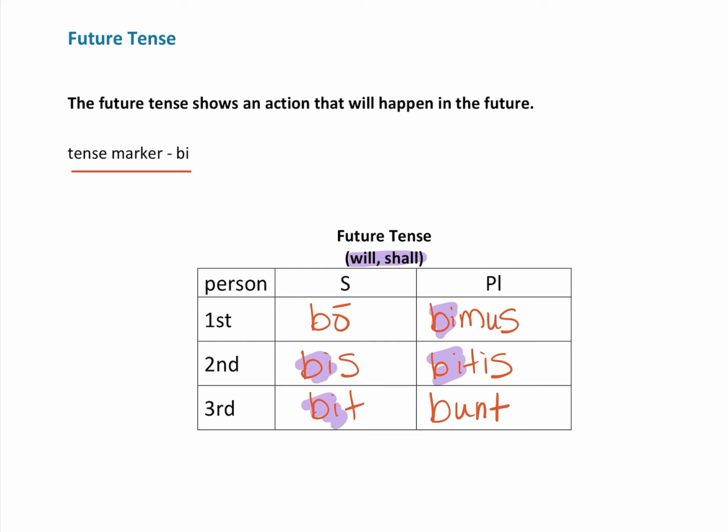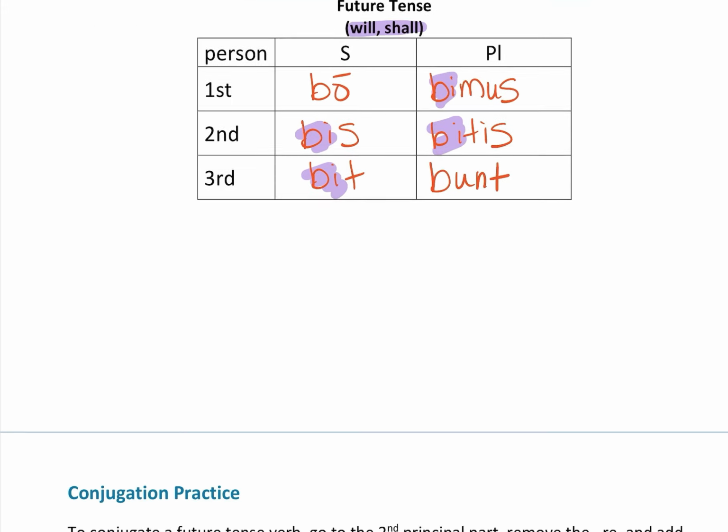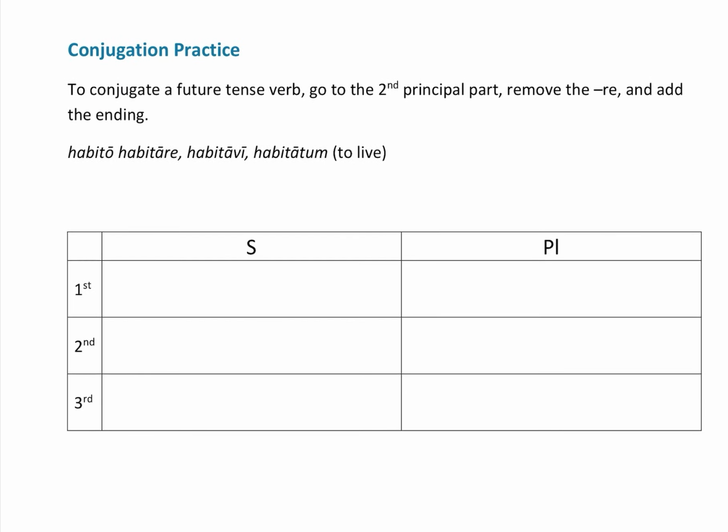Okay, we're going to conjugate again. Show you how it's done. To conjugate a future tense verb, you go to the second principal part, remove the RE, and add the ending. So here we go. Second principal part, remove the RE, and what do you have for our stem? Habita. Same thing you're going to do. Make it easy on yourself. Habita, the whole way down. Remember, it's not habito because that's present and we're talking about future.